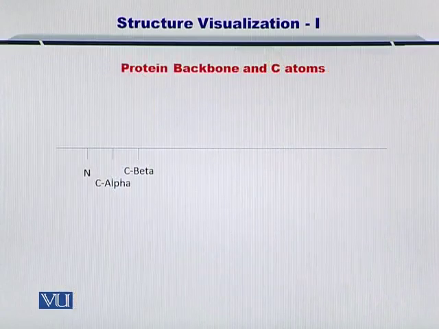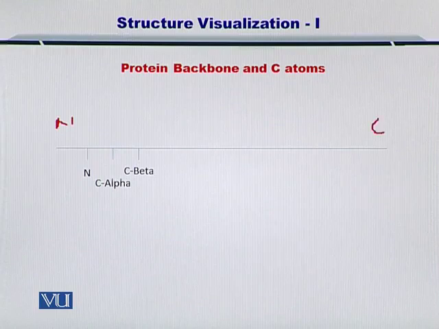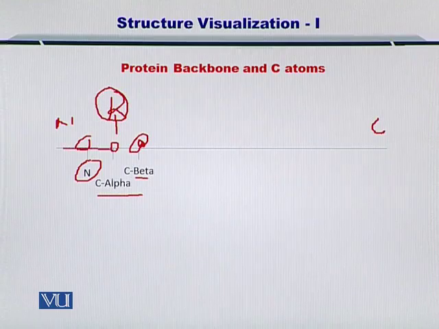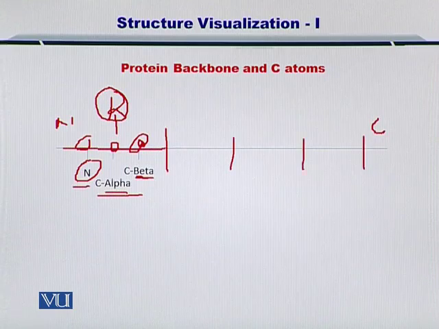In this example, you can see a linear protein. So this is the N terminus and this is the C terminus, and you can have the N, the alpha carbon and the beta carbon atoms here, and we know that there is a very big side chain attached onto the alpha carbon. It's also called the R group. If you move along these three atoms, nitrogen, alpha carbon and beta carbon, this pattern repeats throughout the backbone of the protein.